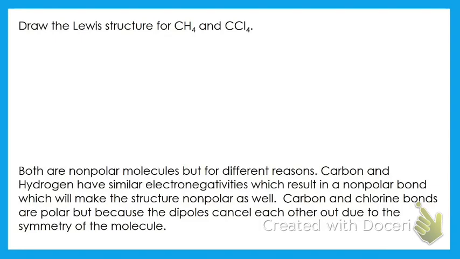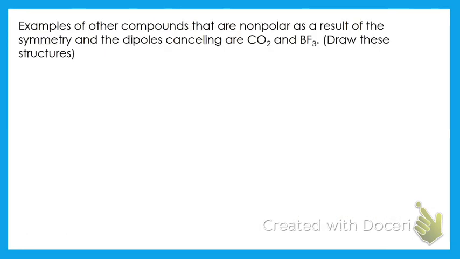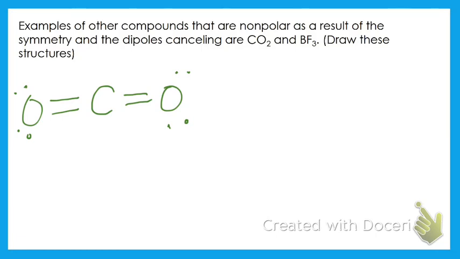Some other examples of where you might have the symmetry of the molecule and the dipoles canceling. You can say, because of the symmetry of the molecule, the dipoles cancel. You just can't say the molecule is symmetrical. So there are certain things that you should just memorize the structure. And this one caught y'all in the beginning of the year. What is the Lewis structure of carbon dioxide? There are certain things that you should just look at and know how to draw them.